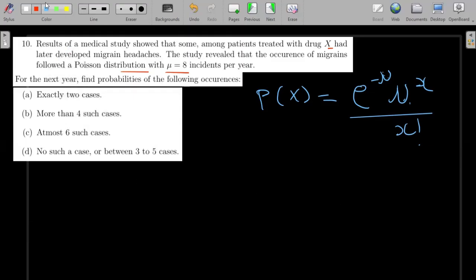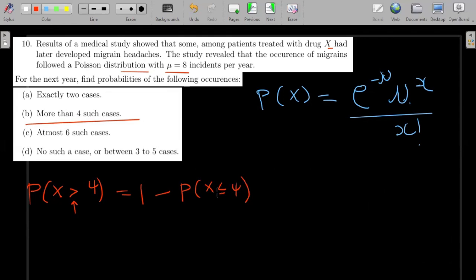And then B, they're saying more than 4 cases. So it means we're finding the probability that X is greater than 4. So whenever we have a greater than, we have to convert it into a less than. So this is the same as 1 minus the probability that X is less than or equal to 4. Under a Poisson distribution, the values of X start from 0, 1, 2, until whatever value that you end at.